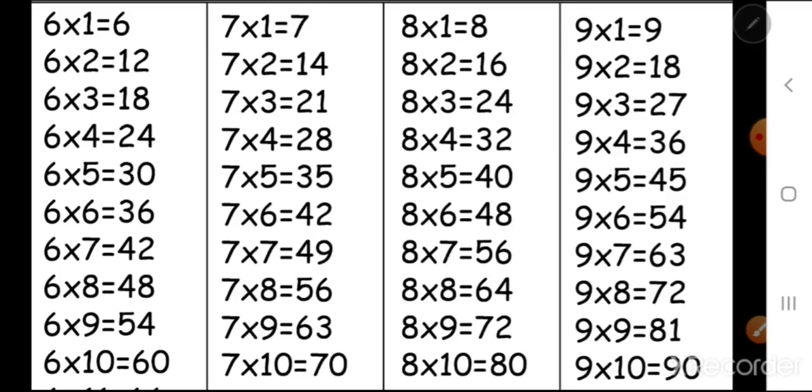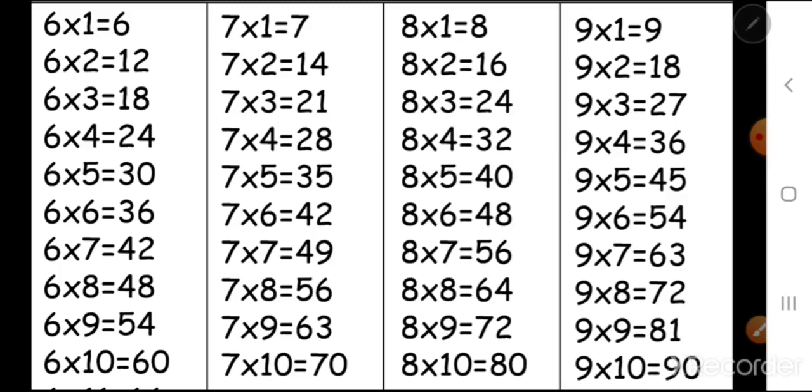Table number 7. 7 ones are 7. 7 twos are 14. 7 threes are 21. 7 fours are 28. 7 fives are 35. 7 sixes are 42. 7 sevens are 49. 7 eights are 56. 7 nines are 63. 7 tens are 70.